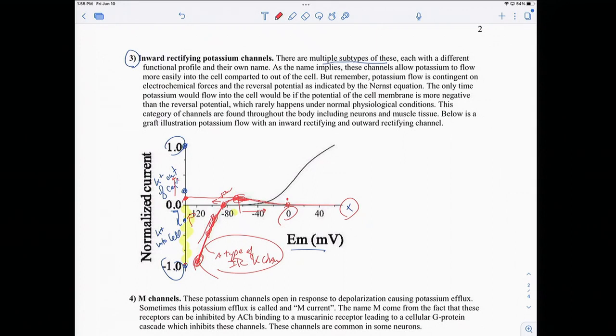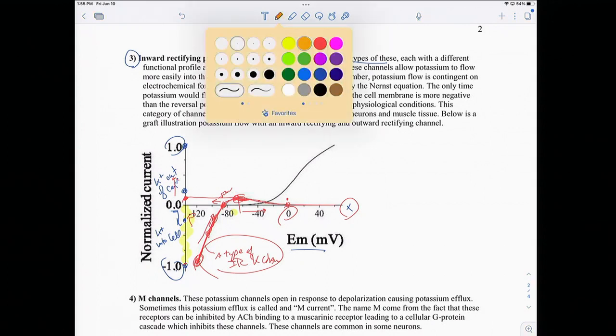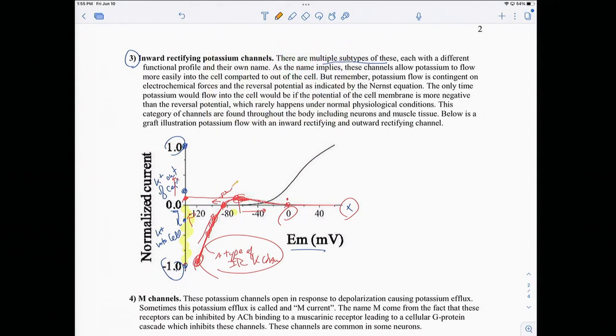So by the time you get to the positive potential, this channel is totally closed. Even though potassium wants to leave, it can't because this channel is closed. So that would be the characteristic of this particular channel. Now I could have, and I'll just go with a different example here, go orange. I guess you can maybe see the difference there.